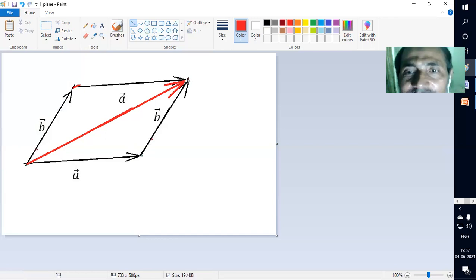So triangle law of vector addition is used when the tail of one vector is coming over the head of other vector and vice versa. In that case, you will be using the triangle law of vector addition. And parallelogram law of vector addition is used when the tails of the two vectors, you see here the tails, the tail of vector B, tail of vector A, these two are coincident. In that case, you have to construct this total parallelogram, and the diagonal of the parallelogram is going to give you the answer.